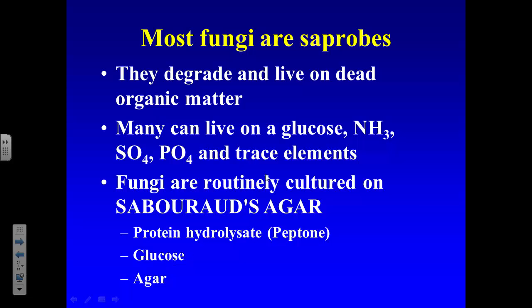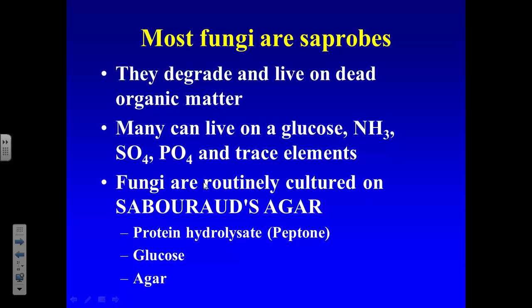Now, as I mentioned before, fungi are nature's recyclers. They degrade and live on dead organic matter, but as a result, some of them can actually still grow on living matter if there's no immune system trying to get rid of them. Many can live if you feed them a simple diet of glucose, ammonia, sulfate, phosphate, and trace elements. That's because they take polymers, secrete degradative enzymes, and turn them into monomers, ammonia, sulfate, phosphate, etc., which they then take up and recycle.